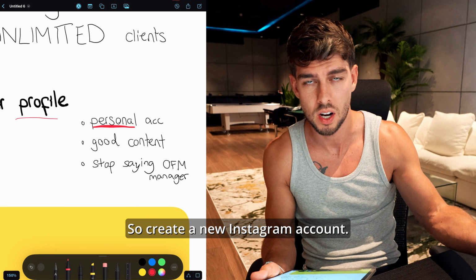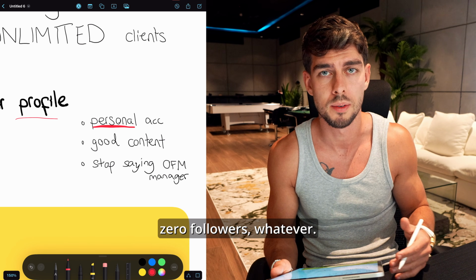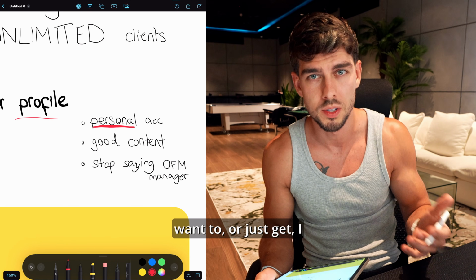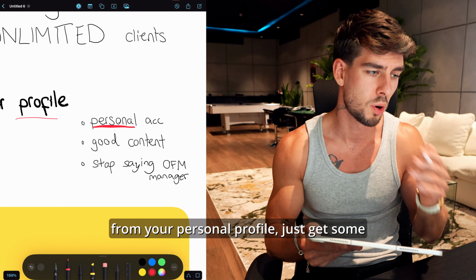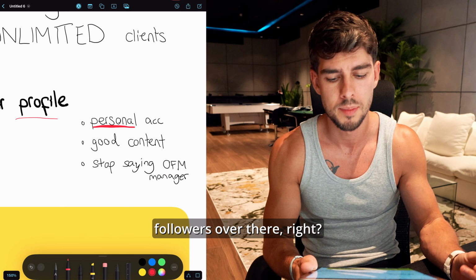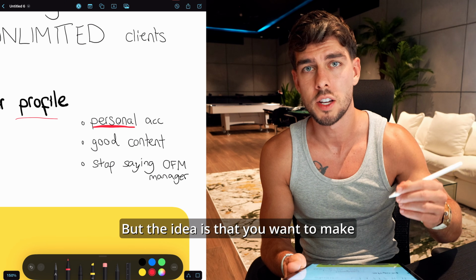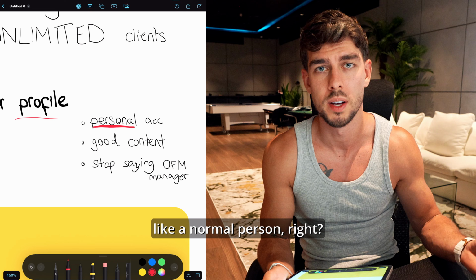So create a new Instagram account. Yes, it's going to have 0 followers, whatever. You can buy some followers if you really want to, or get promoted from your personal profile. Just get some followers over there. But the idea is that you want to make sure the profile looks like a normal person.